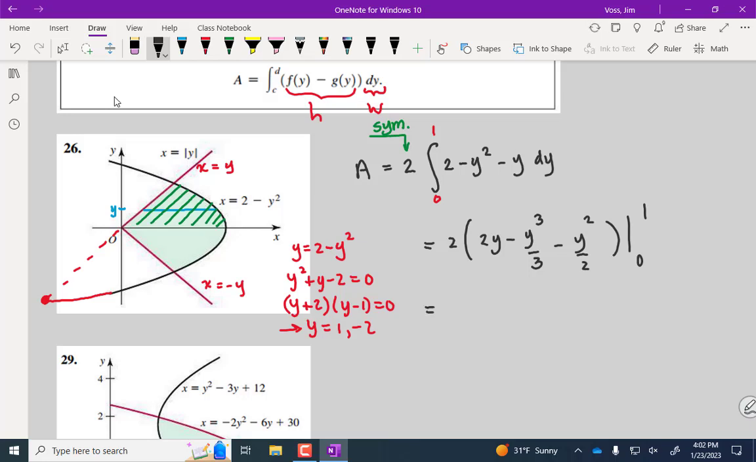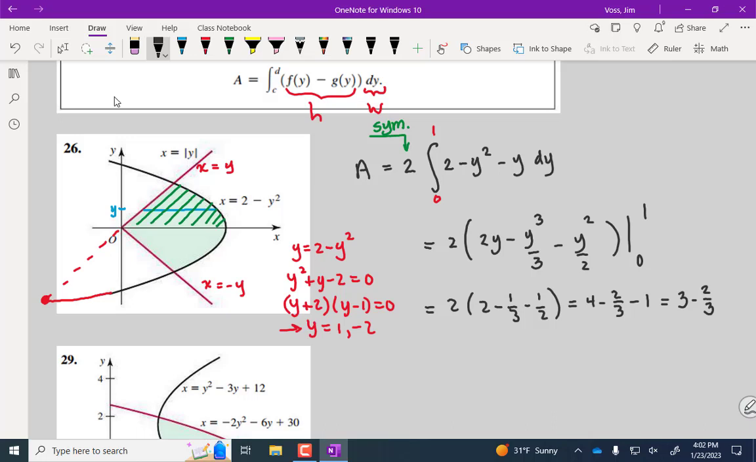Plugging in the 0 doesn't contribute, so we just have to worry about this. Distributing the 2 actually seems like it might help. And 4 minus 1 is 3. Subtract off 2/3. Obviously, by 3 over 3.